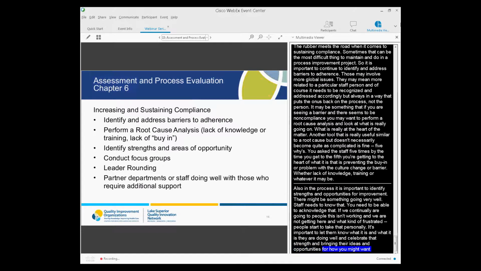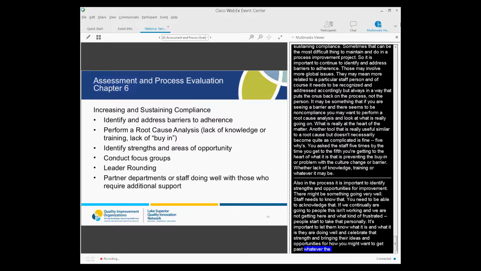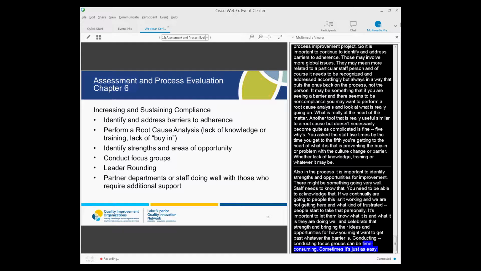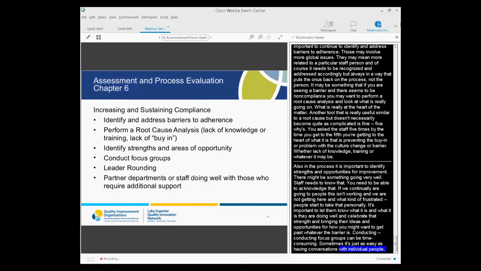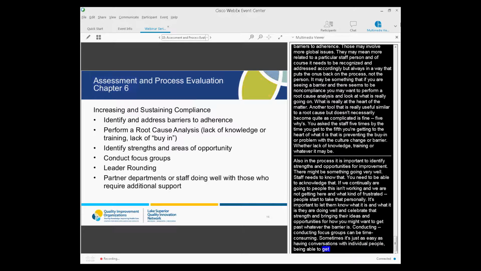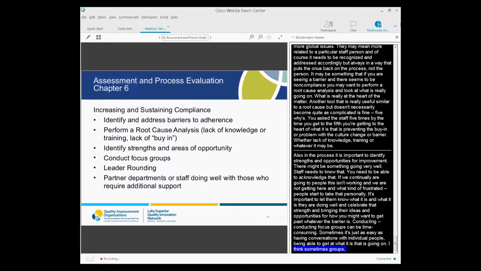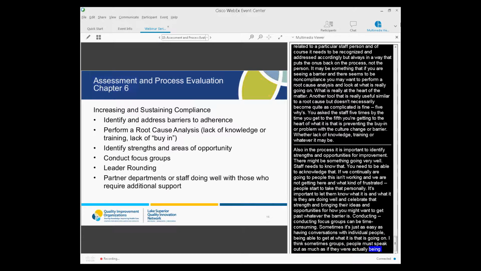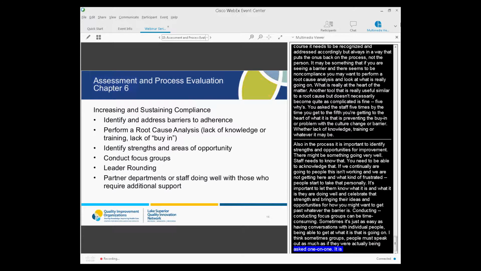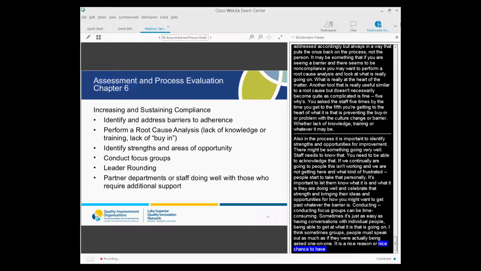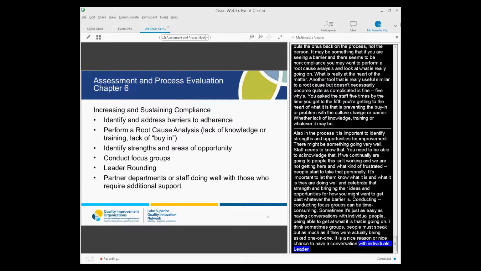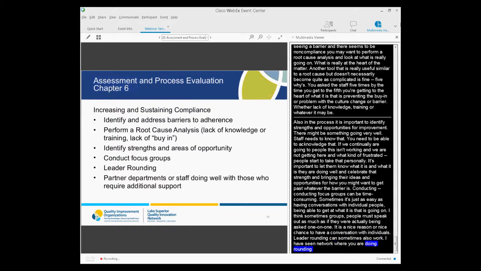Conducting focus groups could be a little bit time-consuming. Sometimes it's just as easy as having conversations with individual people and being able to get at what it is that's going on. I think sometimes in groups, people won't speak out as much as they will if they're being asked one-on-one. And it gives a nice chance to just have a conversation with individuals. Leader rounding can sometimes also work. I have seen that work where you're doing rounding, and again, you're really facilitating getting information and conversation with the staff who are doing the frontline work.